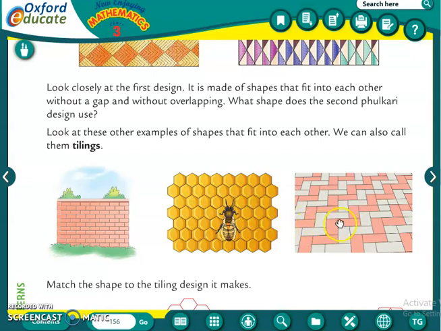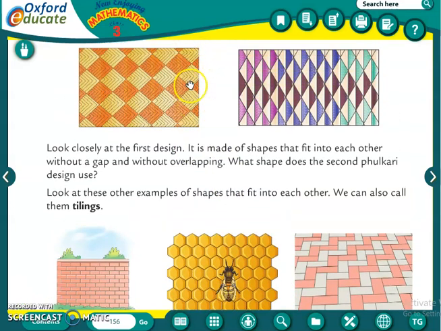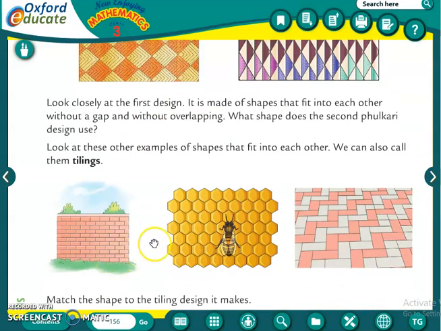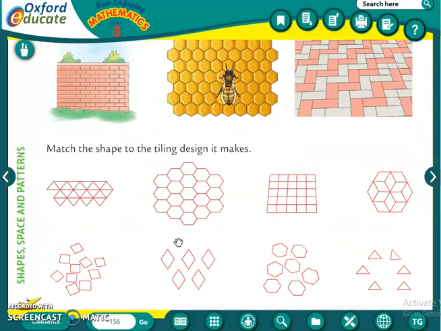Same here, it looks like tiles, that sometimes we can see at homes also with different colors and different shapes also. So these three shapes we can also say are tilings. This type of pattern that we had seen is used mostly in clothes, and these tilings are mostly used in making houses.